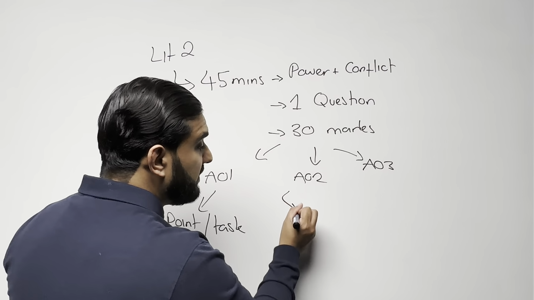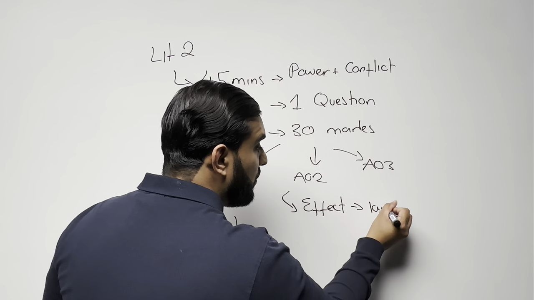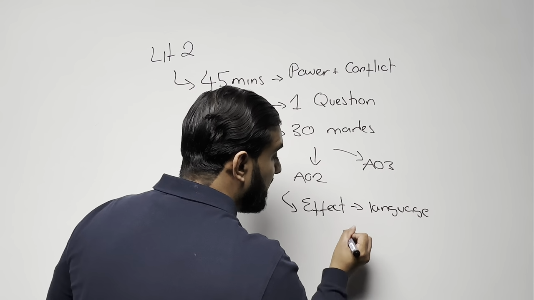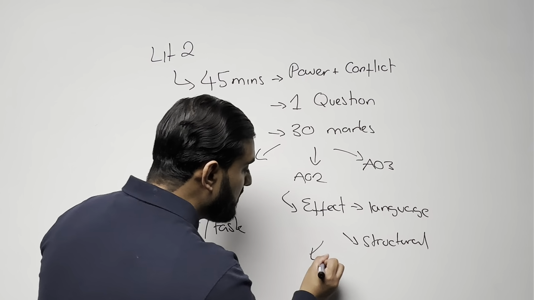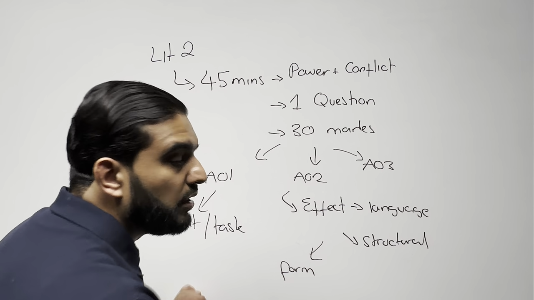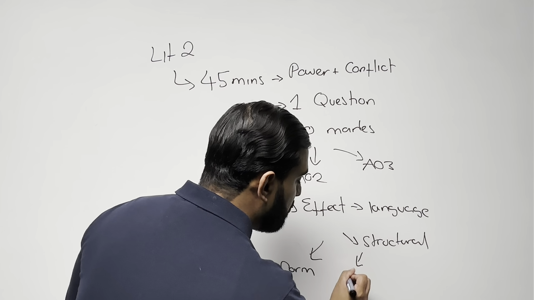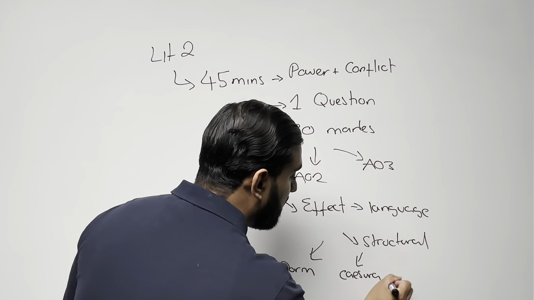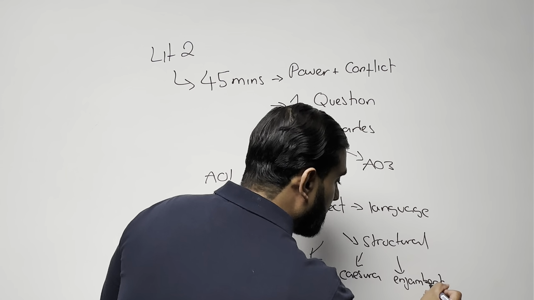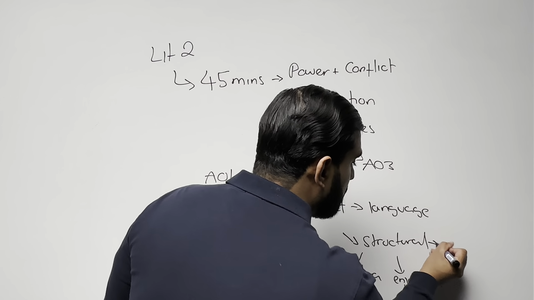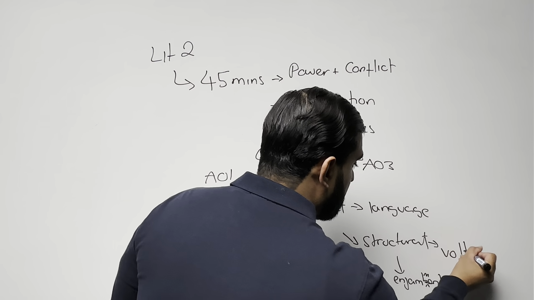Now, AO2, guys, as you all should be aware, is looking at the effect of language, which means language devices, structure, which means structural devices, and form. Now, super duper quickly, guys, when it comes to poetry, I want you guys to talk about caesura, enjambment, and volta.